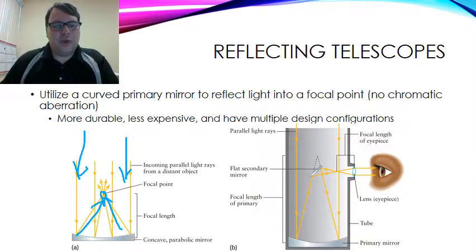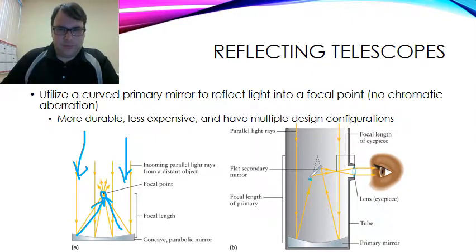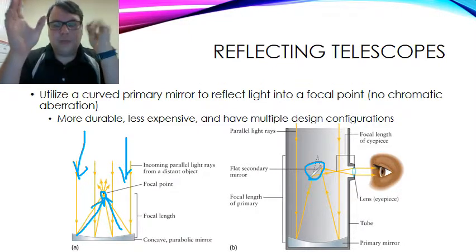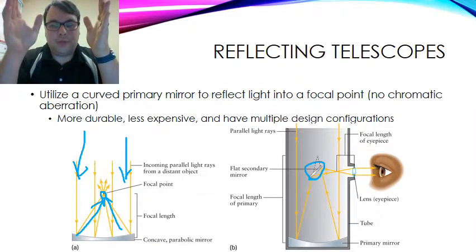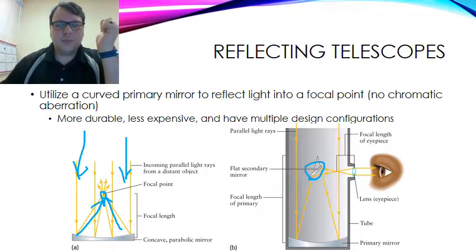So Newton actually created the design so that it used a secondary mirror, like the one you see here, that will divert light away from the overall focal point that would naturally occur, creating a focal point that's still inside the telescope and then magnifying it so that it would actually divert to your eye.